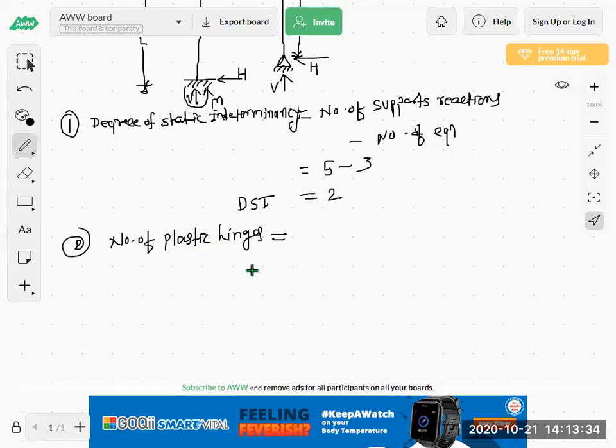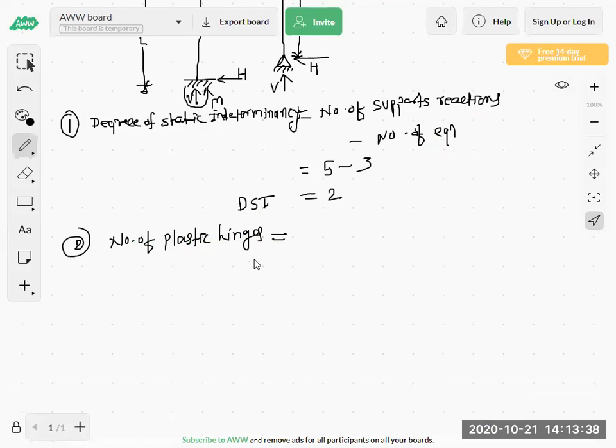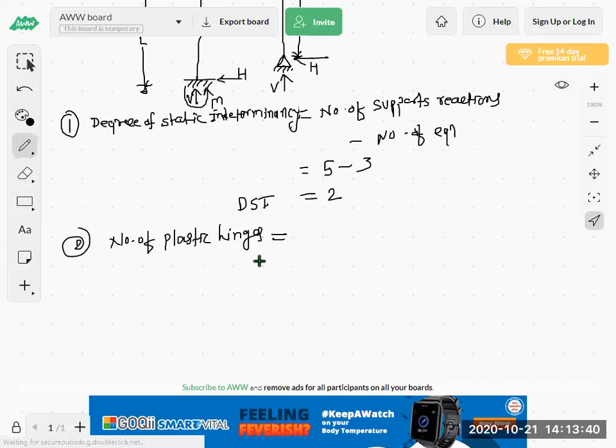See, without plastic hinges we cannot go for the plastic analysis. If plastic hinges are formed, only then can we go for plastic analysis. Otherwise that structure may be inelastic or determinate. Are you getting? So plastic hinges must be formed. Then and only then can we analyze the frame or beam, any type of steel structure. If the plastic hinges are not formed, then we cannot go for the plastic analysis.